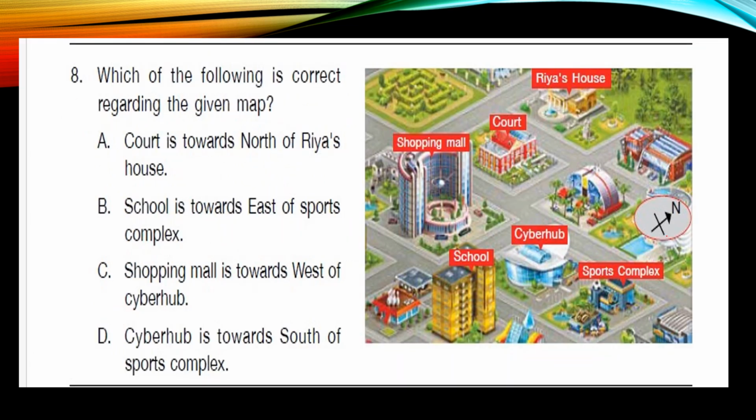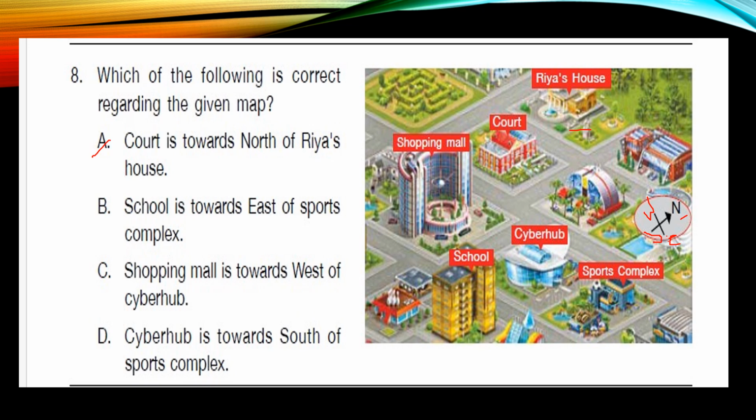Question number 8. Which of the following is correct regarding the given map? This map is given and here are the directions. So if it is north, then it should be east. And here is south, it's west. So let's read the statements. A. Court is towards north of Ria's house. It is Ria's house and the court is on its south side. So this option is incorrect.